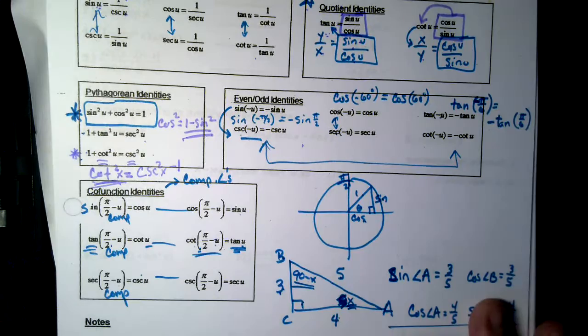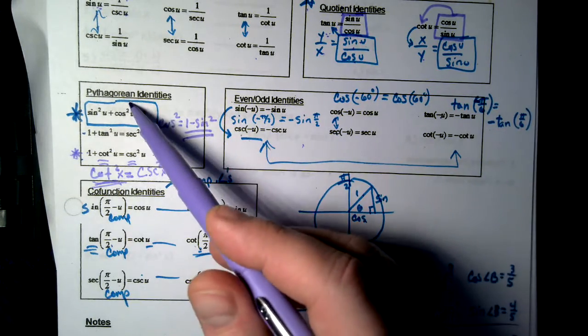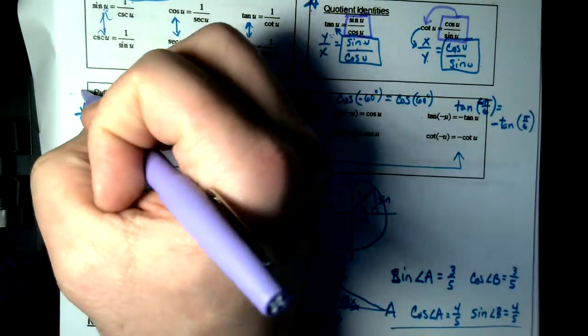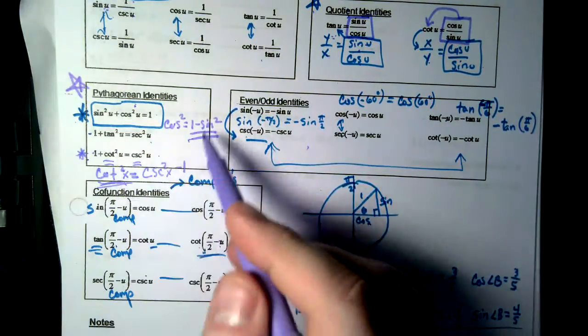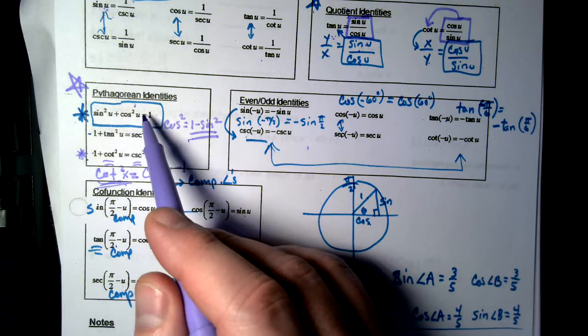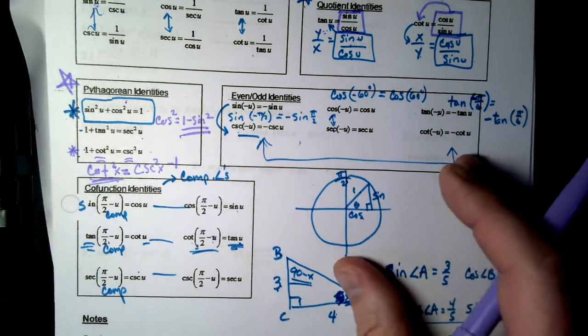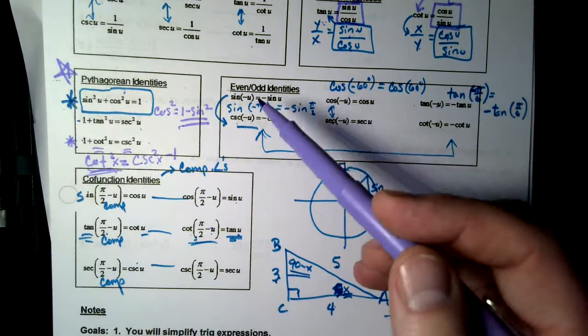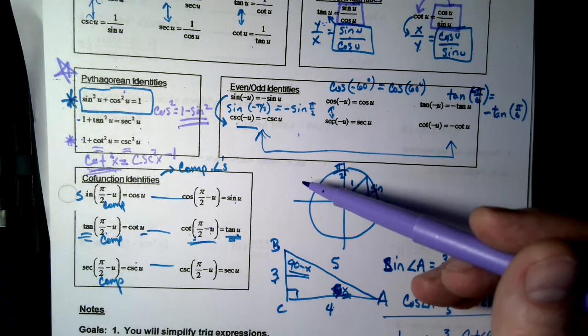All right, now, a little more complicated. Let's go over here to the Pythagorean identity. Put a big little star. We use this one a lot. We use this entire box, but this top one, sine squared plus cosine squared equals 1. That might have even shown up on this year's SAT. It's that popular of a trig identity.